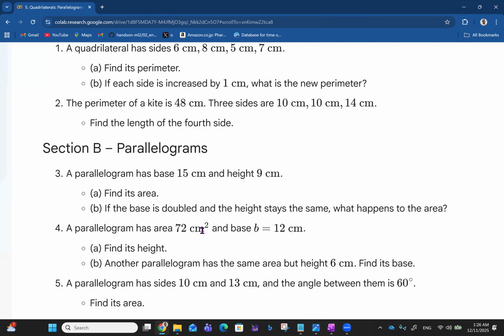A parallelogram has area 72 centimeters squared and base is 12 cm. Find its height. So area of parallelogram is base times height. Sorry, this is not half base times height.